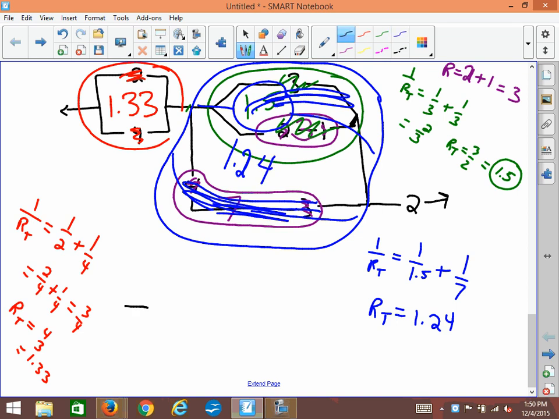So now look what I've done. I'm able to reduce it to this, 1.33 for the red part, 1.24 for that great big middle part, and 2 left over on the end that's still over here. And now it's all in one line, so I add it up.